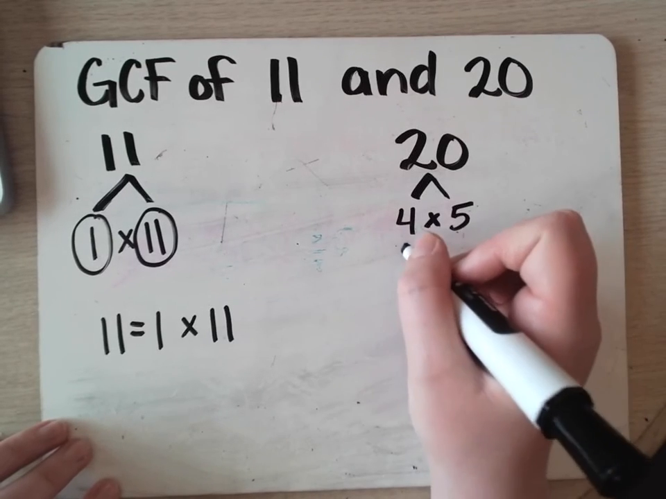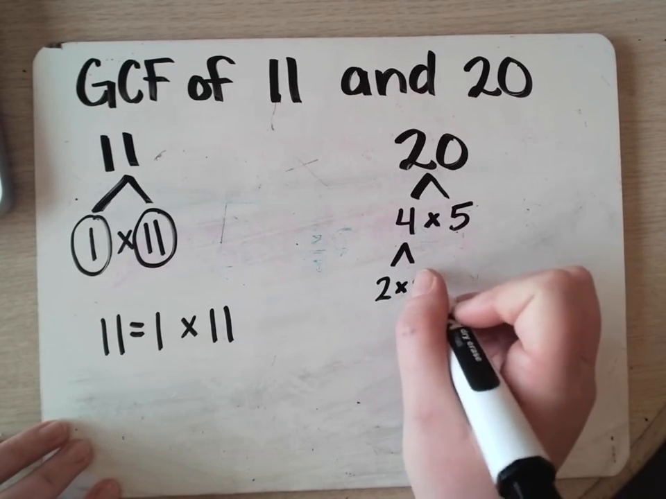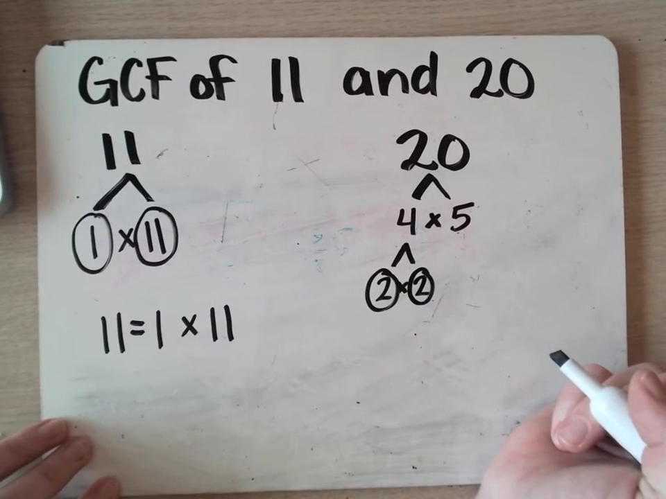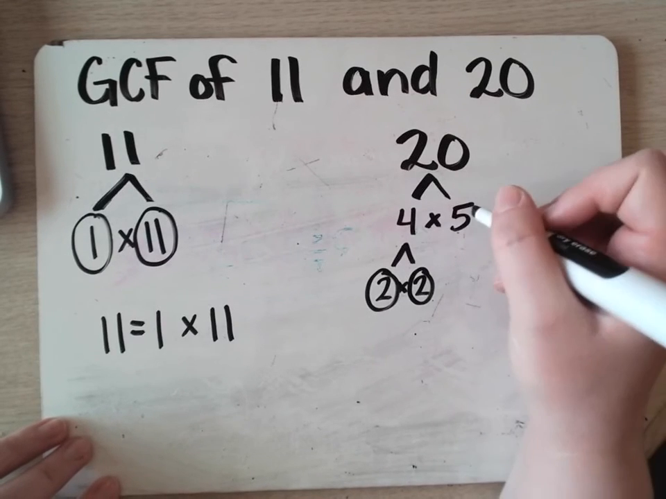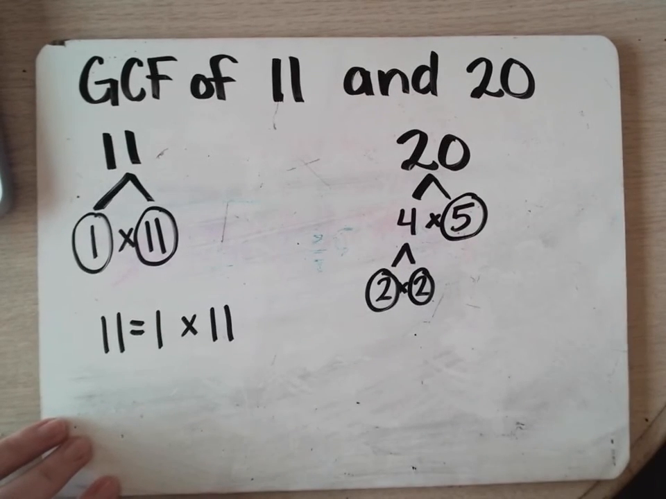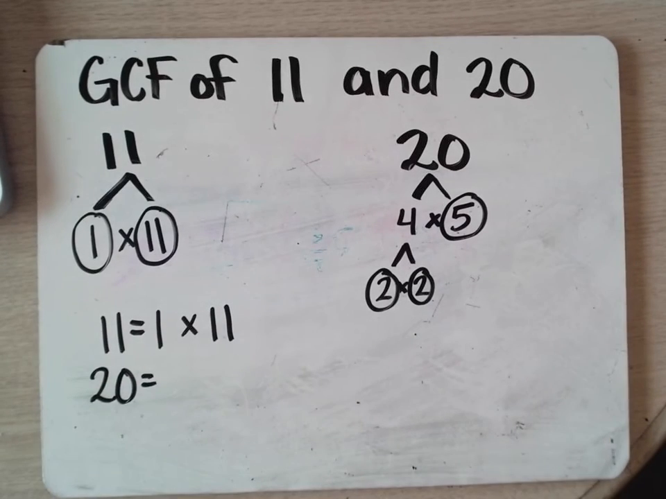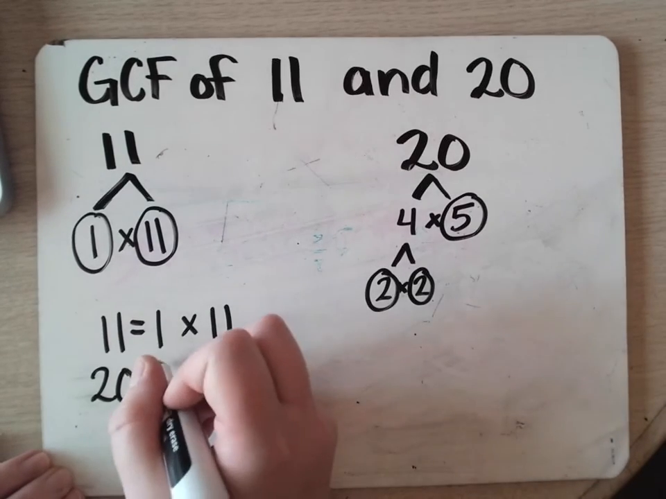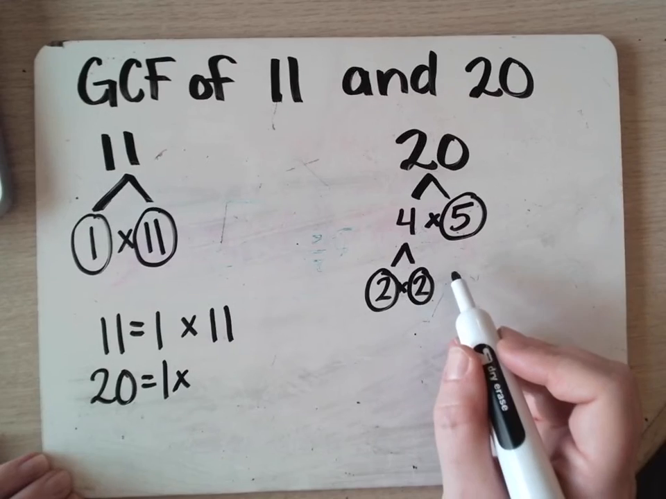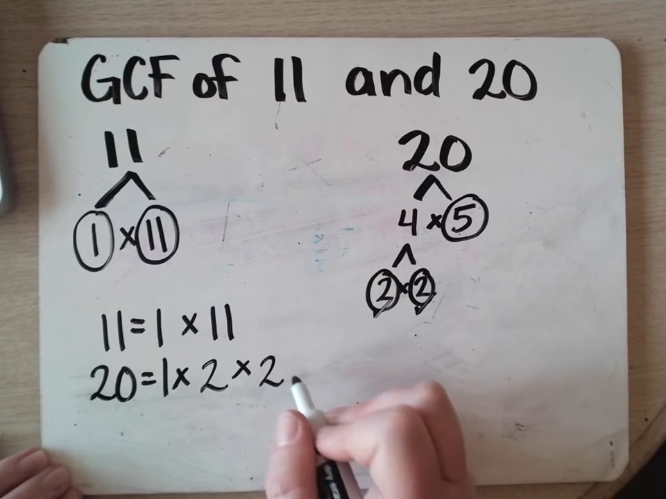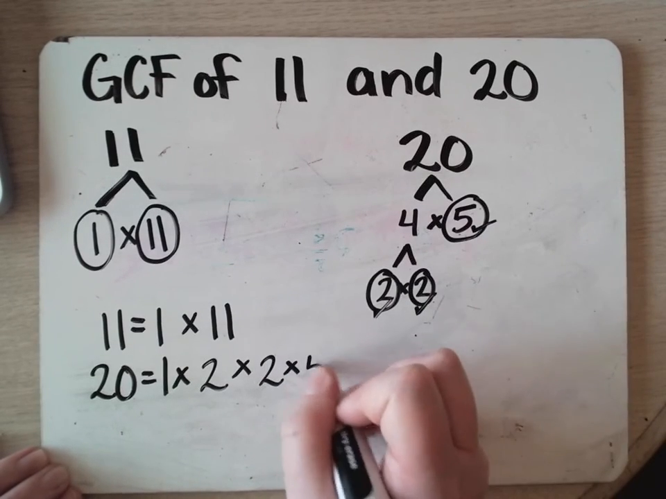Now I need to break down my 4. 2 times 2 equals 4. I'm going to circle both of my 2s because the only factor of 2 is 1 and 2. Now I'm going to circle my 5 because the only factors of 5 are 1 times 5. And now I can make my list for 20. Remember, 1 is a factor of every number, so that's first on your list. 1 times, I'm going to go from least to greatest, 2 times 2 times 5.